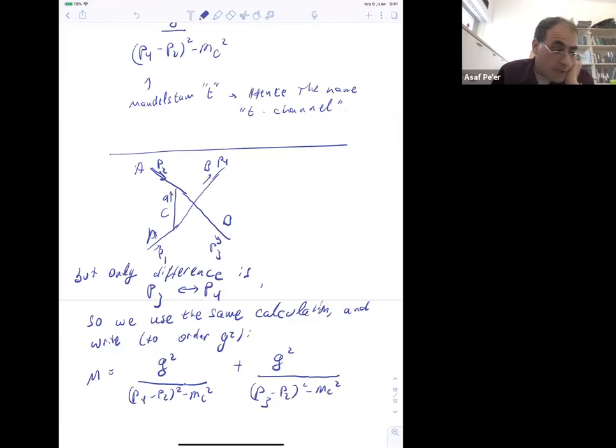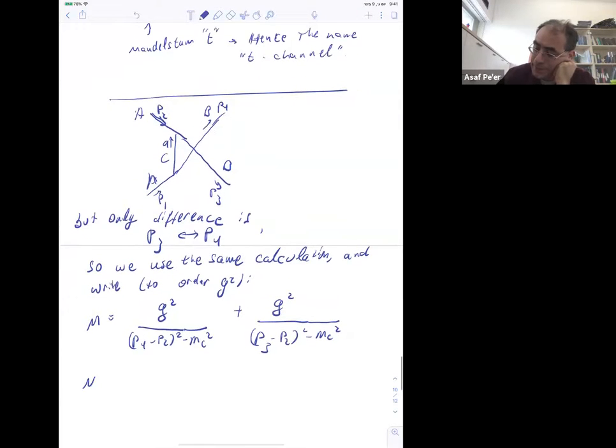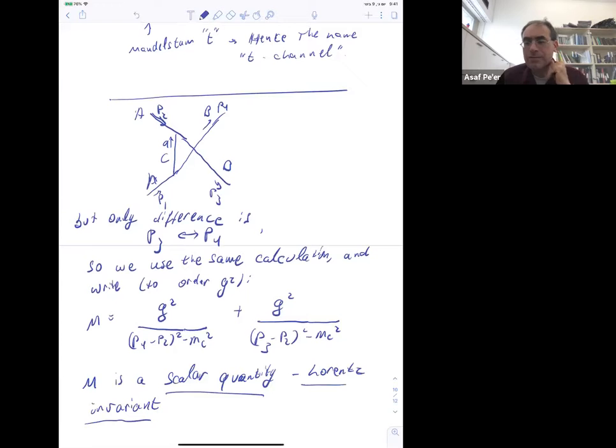This is a Lorentz invariant. This is a scalar quantity, and that's always the case. M is a scalar quantity, Lorentz invariant, which is another way of saying that two observers in different frames would get the same result. So we did the calculation in the center of mass frame because that's easier for us, but any other observer would calculate the same.